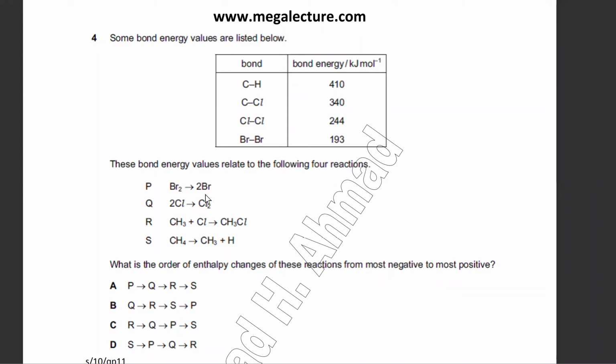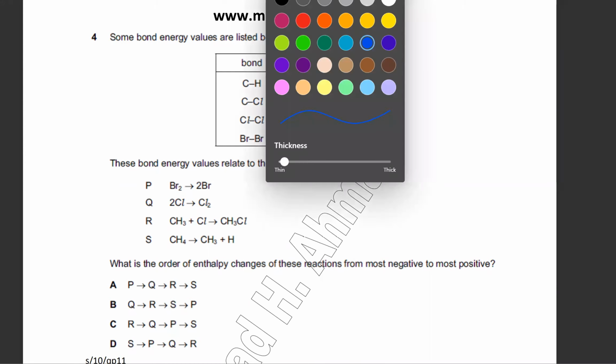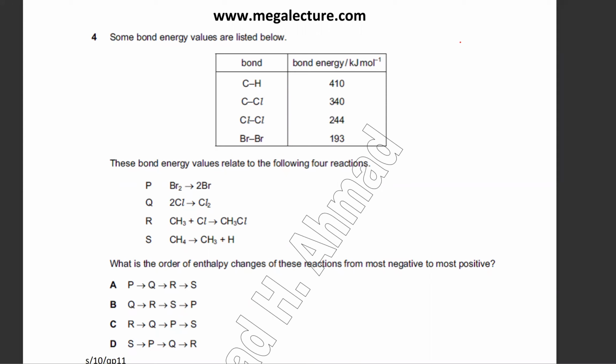In the first one, I'm going to try and figure out the enthalpy change for reaction P. The enthalpy change would be bonds broken, which is endothermic. In this reaction, only bonds are being broken. The only thing happening is you're breaking a Br–Br bond, which is over here. That is 193. Bond formation, nothing is getting formed, so that is 0. So it's going to be plus 193. That's it.